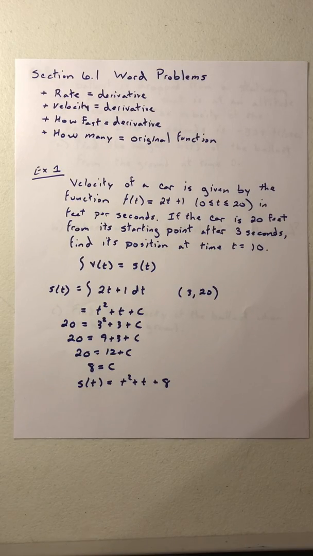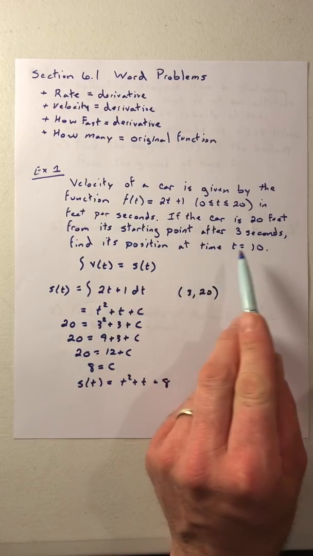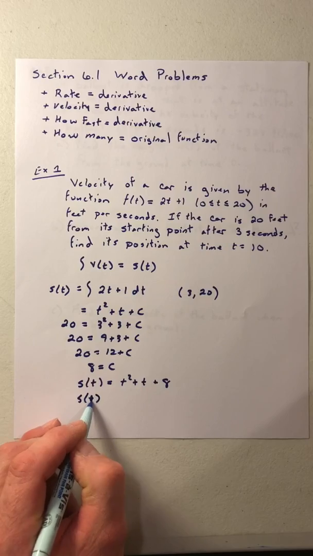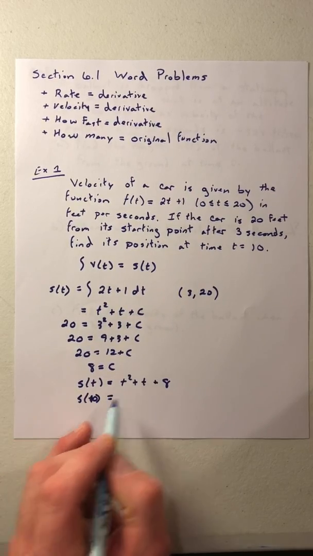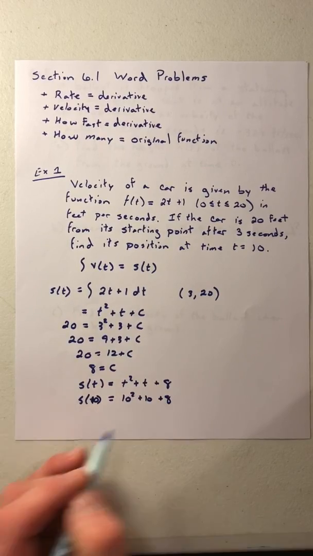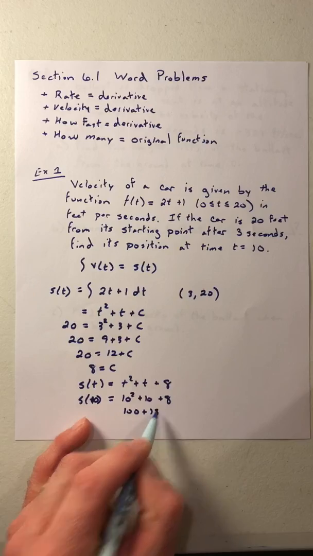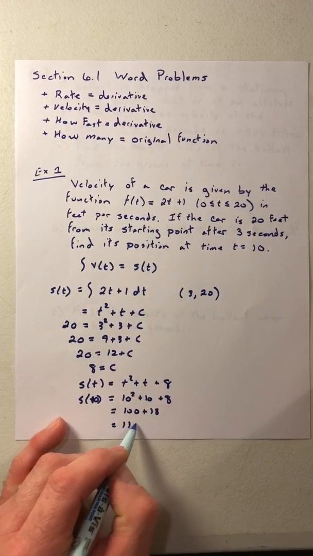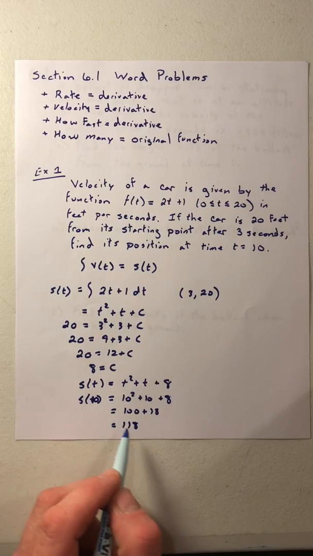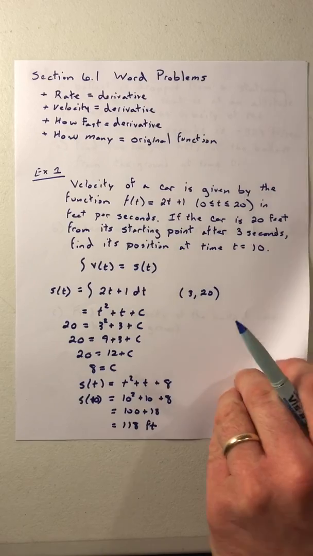Now I can go ahead and actually solve my problem. I know my problem was where is the car after 10 seconds. So I can plug in and find s of 10. I've got 10 squared plus 10 plus 8, or 100 plus 18, or 118. And this tells me that after 10 seconds, I will be 118 feet from my starting point.